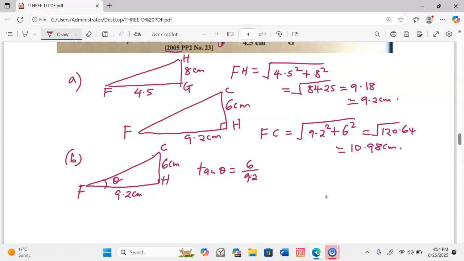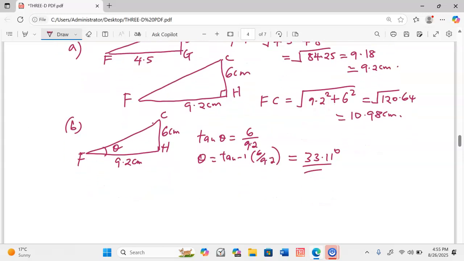And for us to get theta, we are going to find tan inverse of 6 divided by 9.2, and this is going to translate to an answer equivalent to 33.11 degrees as the answer to this particular question.